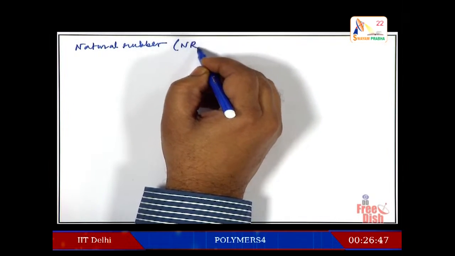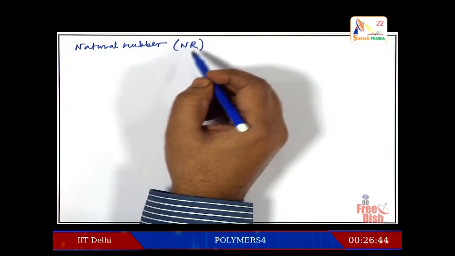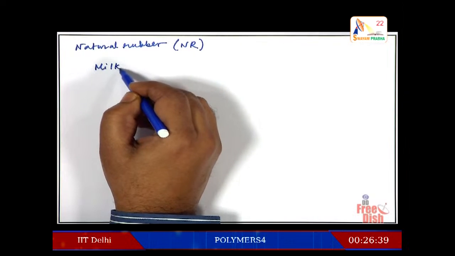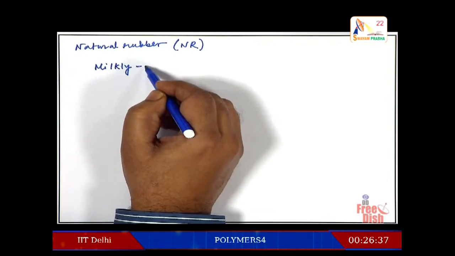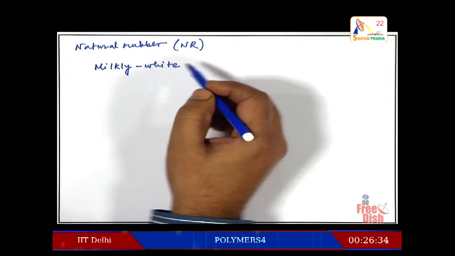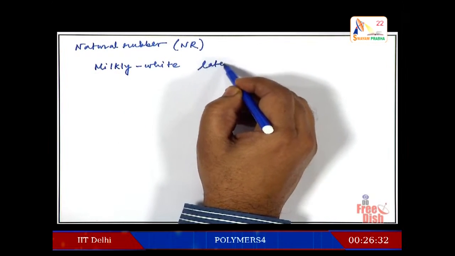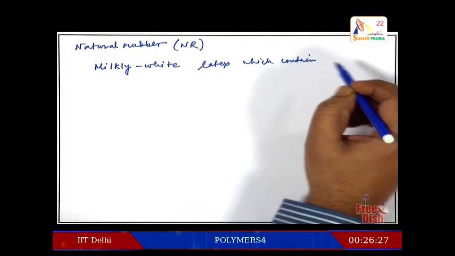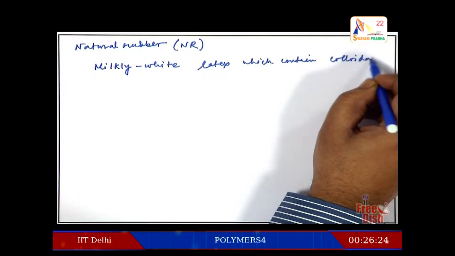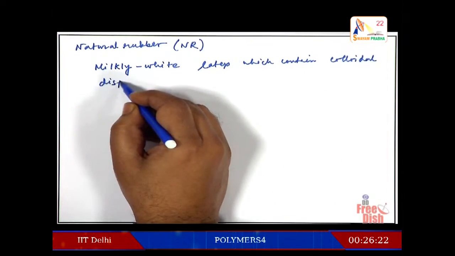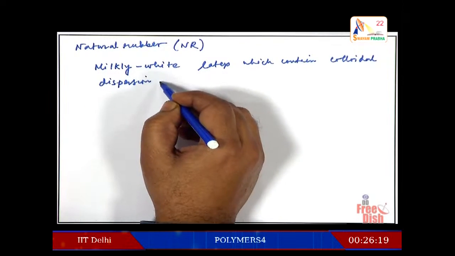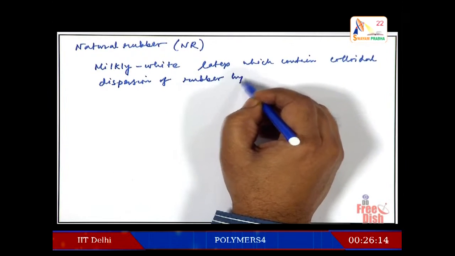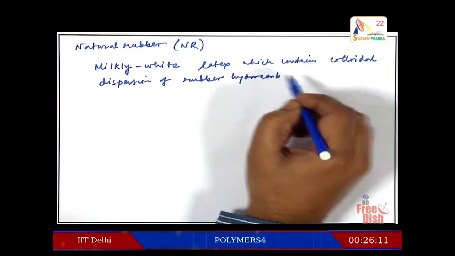We can write just NR for natural rubber, and natural rubber is obtained as a milky white latex. If you have seen a rubber tree, it is a milky white latex which contains a colloidal dispersion of rubber hydrocarbons, or you can call them whatever particles.